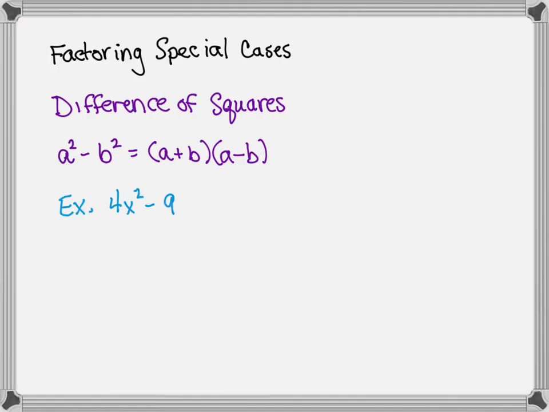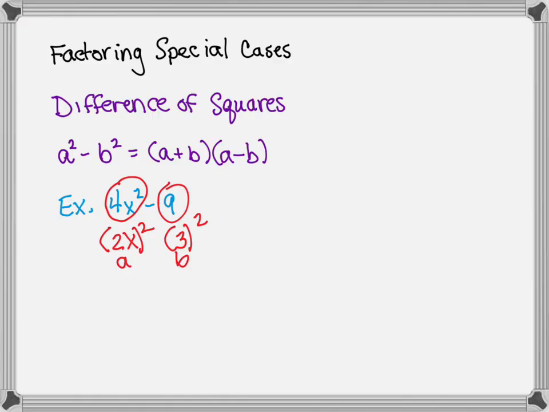Here we have 4x squared minus 9. When we're factoring, we would always look for our greatest common factor first. But there is no greatest common factor here. But we do notice we have a perfect square minus a perfect square. So what squared equals 4x squared? 2x quantity squared equals 4x squared. So in this case, a is 2x. And what squared equals 9? 3 squared equals 9. So in our case, b is 3.